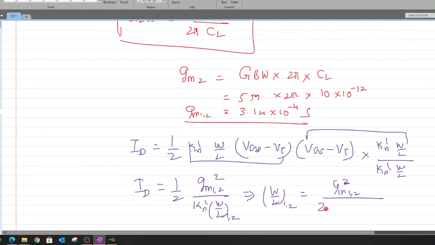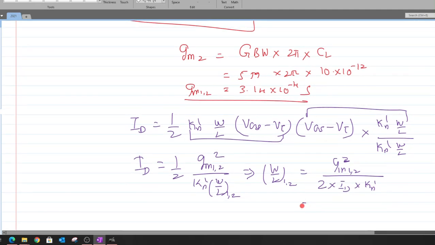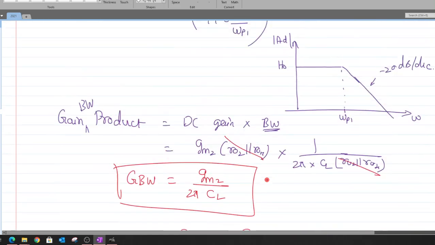Okay, with 2 times ID times that of Kn dash term. So when you substitute all of these values of the expressions, you end up having a value that is equal to 6.57, I guess, that you can closely approximate to an integer value of 7. So with that we have computed the W by L ratio for the M1 and M2 transistors.